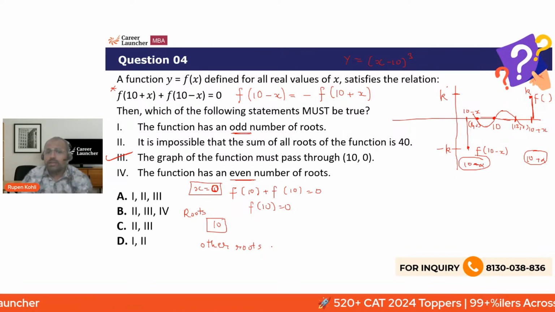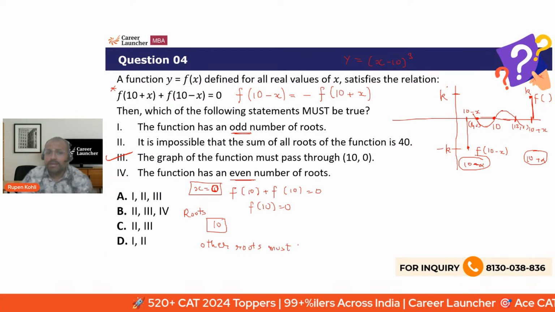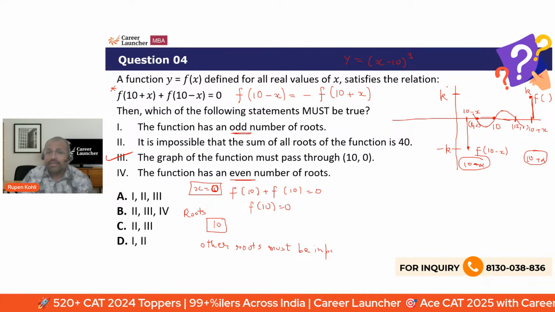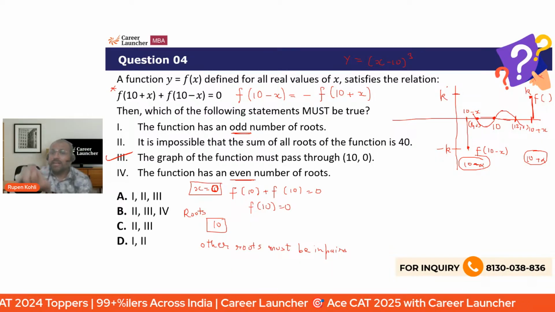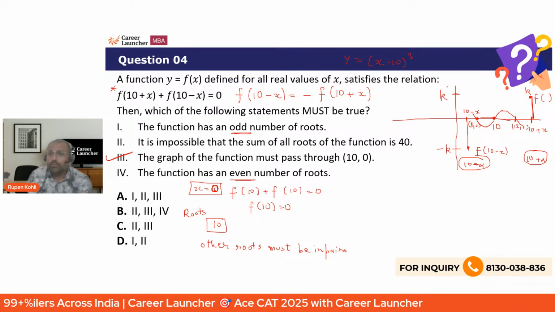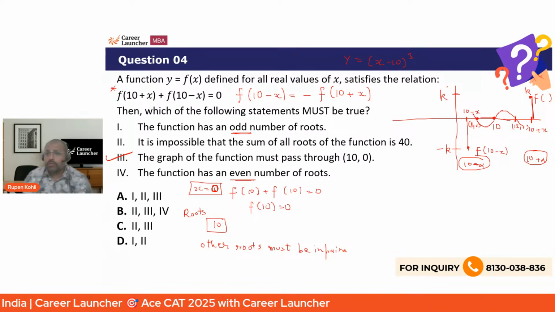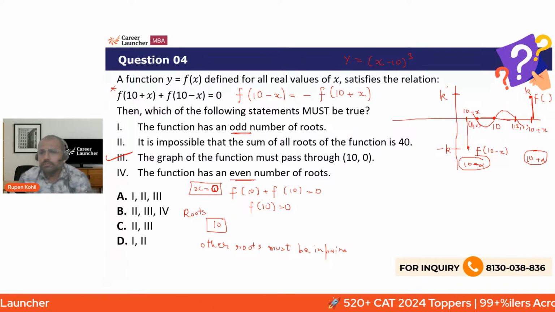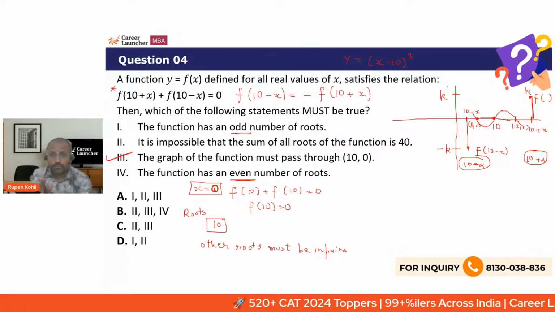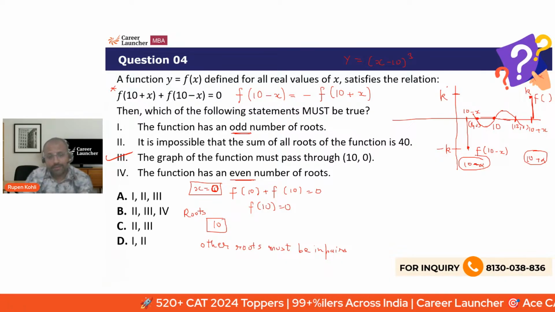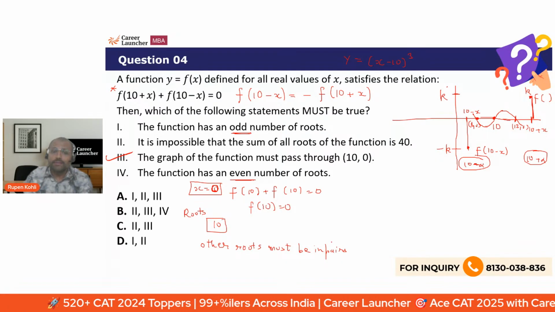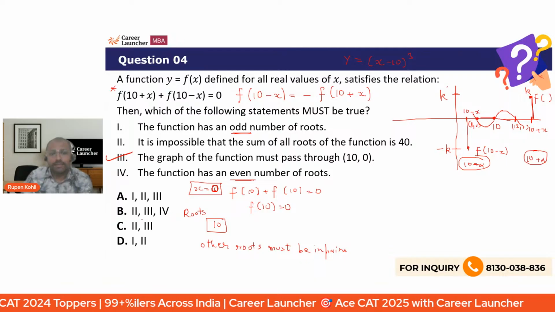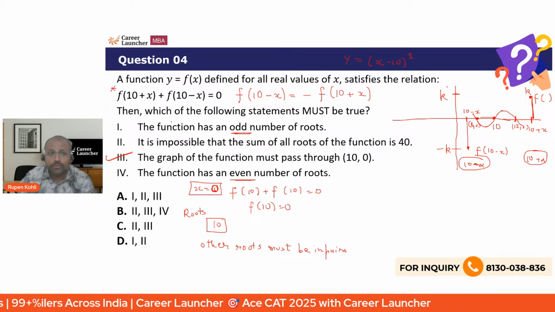So the roots except for 10, all the roots must occur in pairs. They must be bundled together in units of 2. So there could be 2 roots more, there could be 4 roots more, but it cannot happen that there is one root 10 and there is another root 15 and there is no other root. Impossible. If there is a root 15, there must be root 5. What does that mean? The number of roots must be odd. There is one root which is 10 and the other roots which are in pairs.